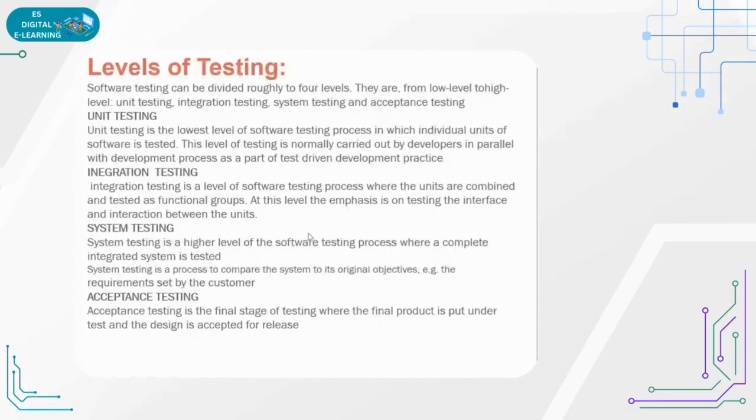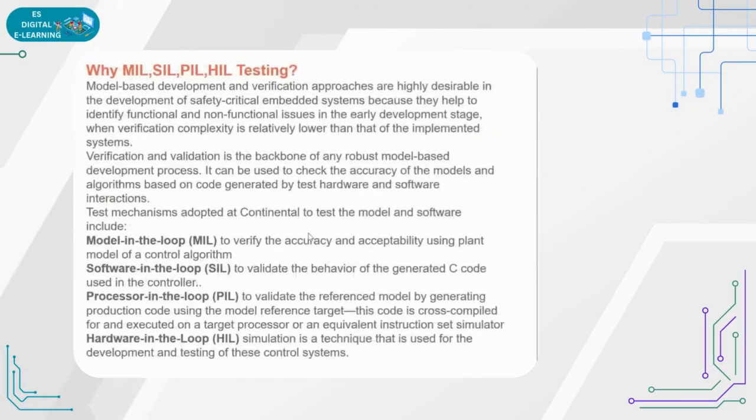System testing, acceptance testing. Okay. So the other thing is when we come into the control system, when we work on a project, there should be a V model, right? In the V model, we have model in loop.